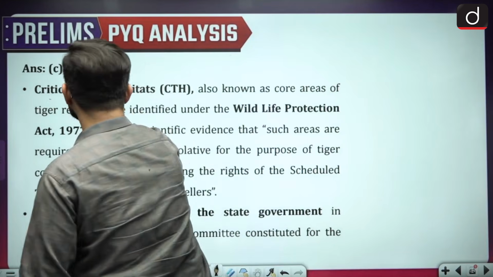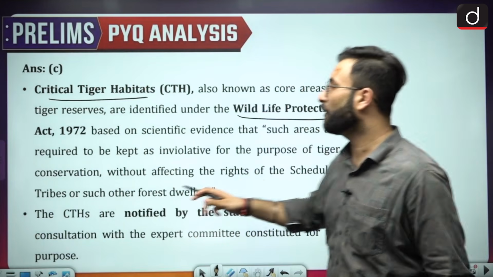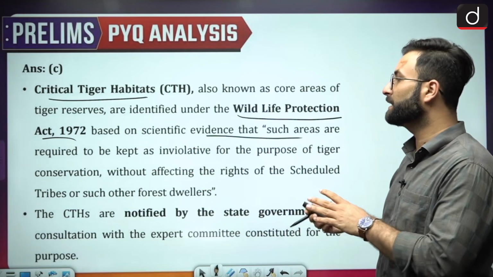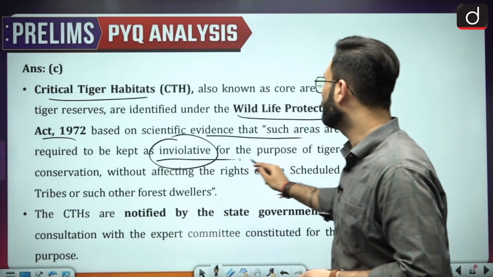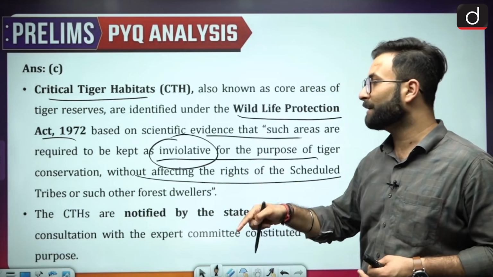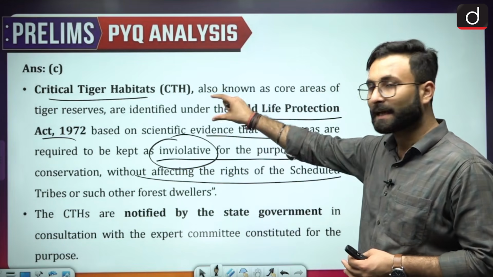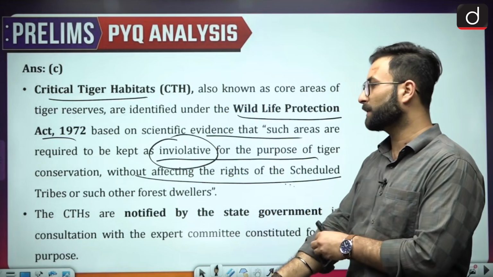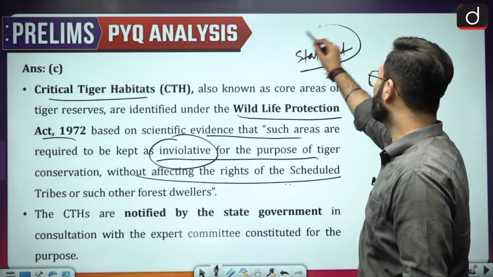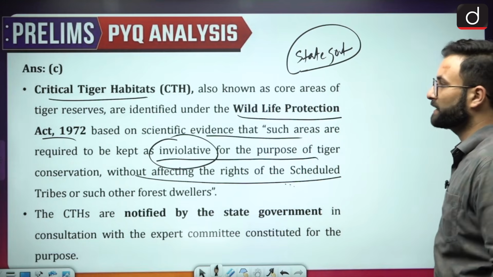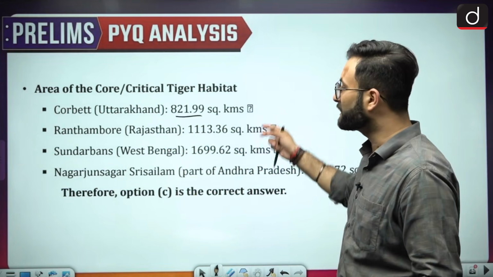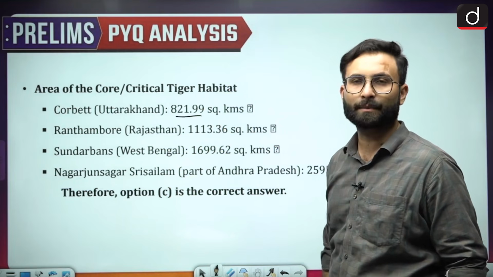When we talk about the critical tiger habitats, they are basically identified under the Wildlife Protection Act of 1972, based on scientific evidence that such areas are required to be kept inviolate. When we talk about inviolate for the purpose of tiger conservation, that is, there is no interference. Okay, other than that, also without affecting the rights of the scheduled tribes or such forest dwellers who are living in that particular area. So along with the tigers, we are also taking care of these scheduled tribes who are living in that particular area. Okay, so that is there. These critical tiger habitats are basically notified by the state governments. Okay, there will be an expert committee, and on the recommendation of that committee the notification will be there. Areas are given: Corbett, somewhere around 821 square kilometers, Ranthambore, Sundarbans and Nagarjuna Sagar Srisailam. You don't have to worry about the areas over here. Just know that Nagarjuna Sagar Srisailam has the maximum one.